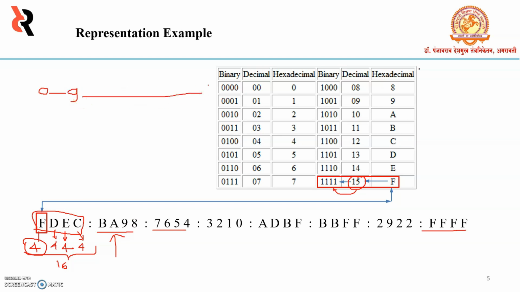So here, 0 to 9, and after that 10 is represented by A, then 11 is represented by B in hexadecimal, and our IPv6 is always represented in hexadecimal. We know that it is 128 bits. So here we have to remember this one.